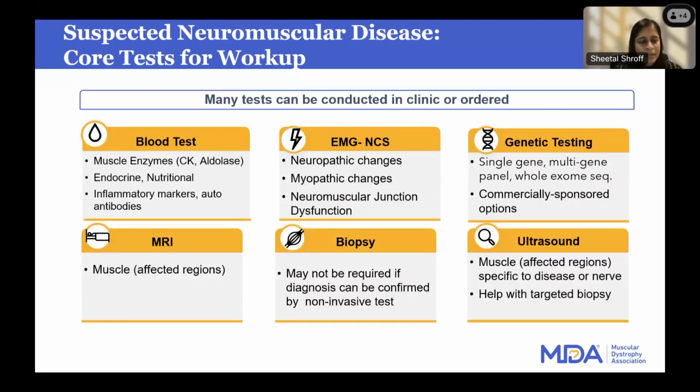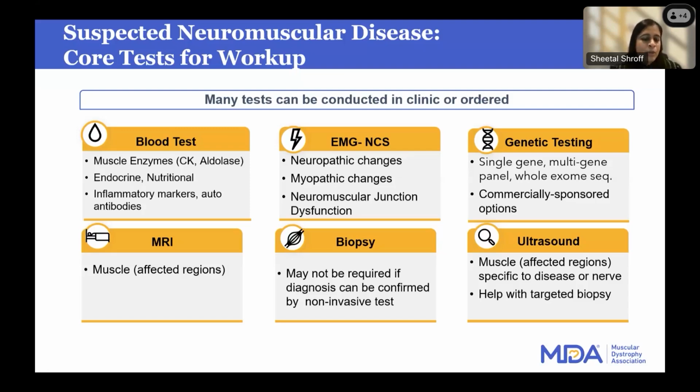Is it a neuropathic or nerve-related condition, a muscle-related condition, a neuromuscular junction-related condition, or a motor neuron disease? Then we have MRI, which we can use to image the affected muscle to see if there is inflammation or atrophy, and then muscle biopsy.